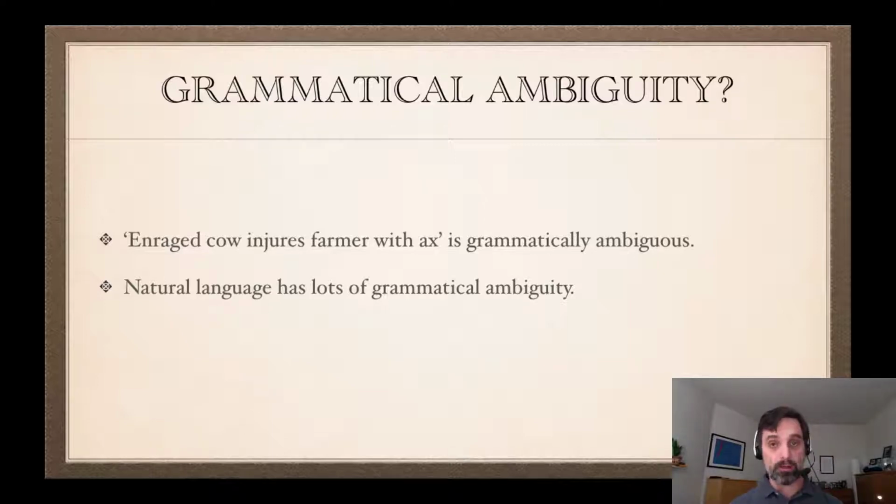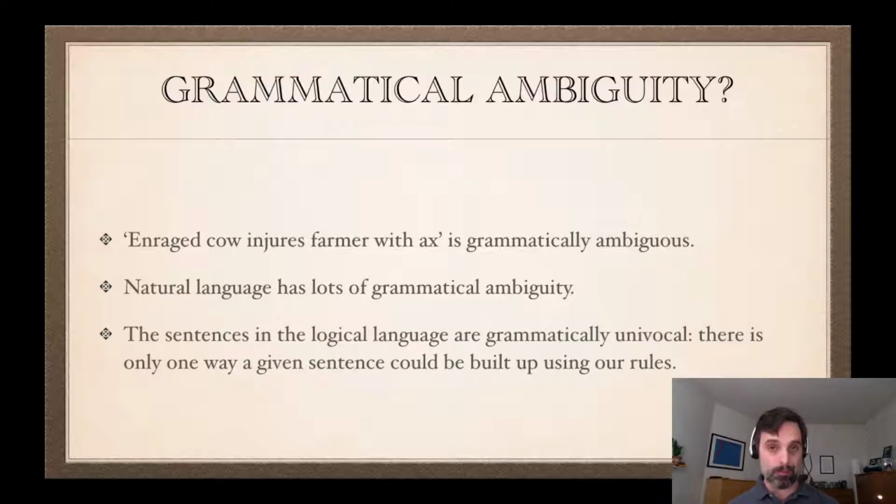But for studying logic, it's kind of a problem, because in logic, we're interested in properties like validity that stem from a sentence's formal properties and not its content properties. So if a sentence is grammatically ambiguous, it has different readings, and those different readings are going to have different logical properties because they're formally different. We don't want that. We don't want to have to worry about that, and so we want a language that's not grammatically ambiguous. We want a language that's grammatically univocal, where if you see a sentence, this is how the parts fit together, this is the only way the parts fit together.